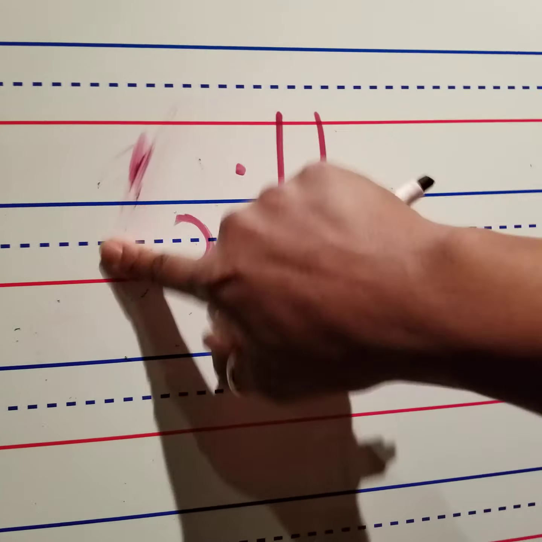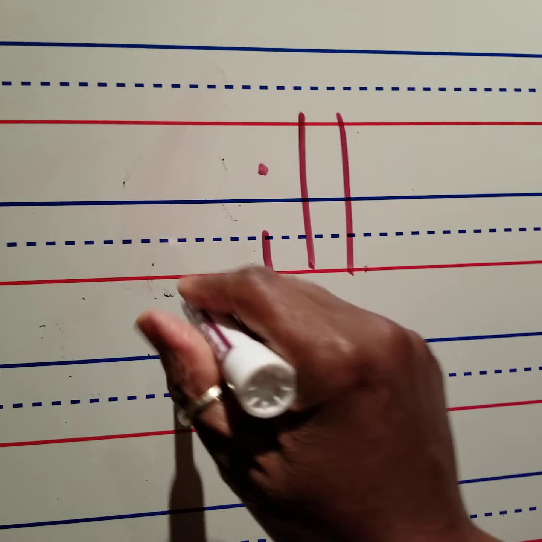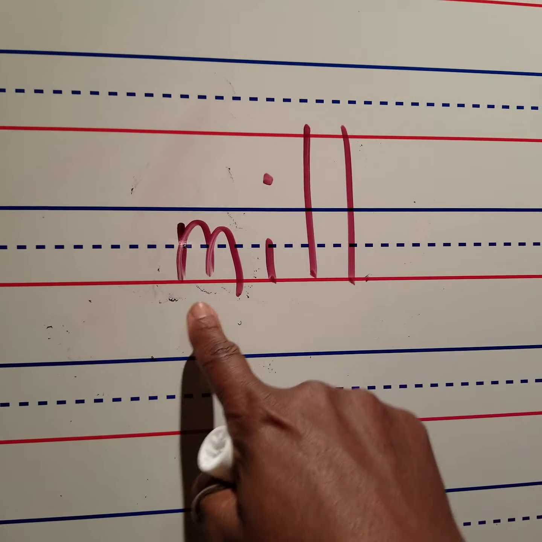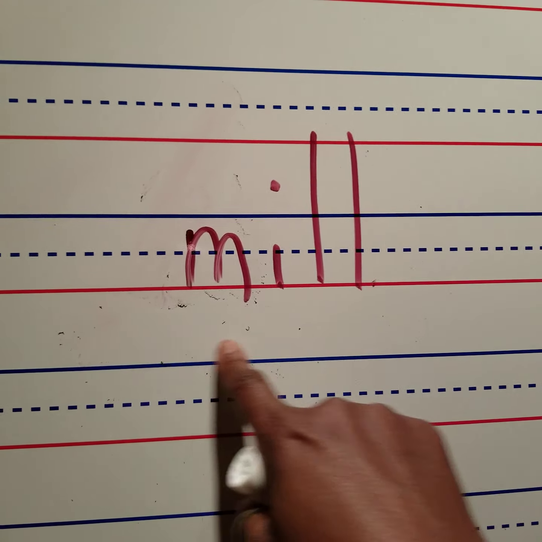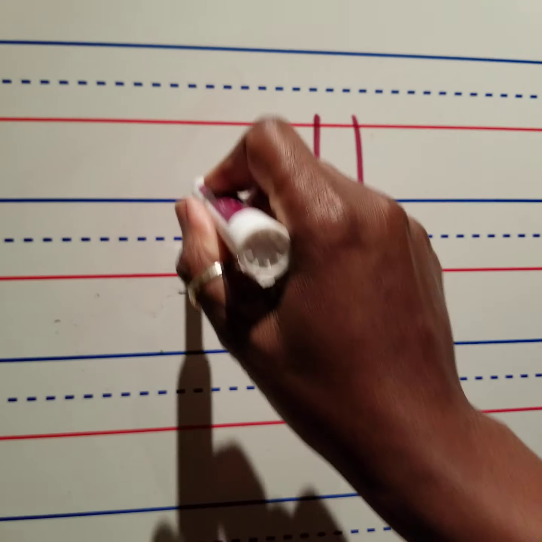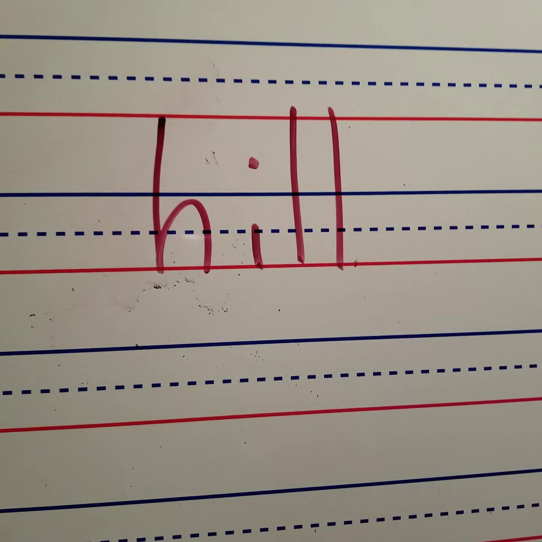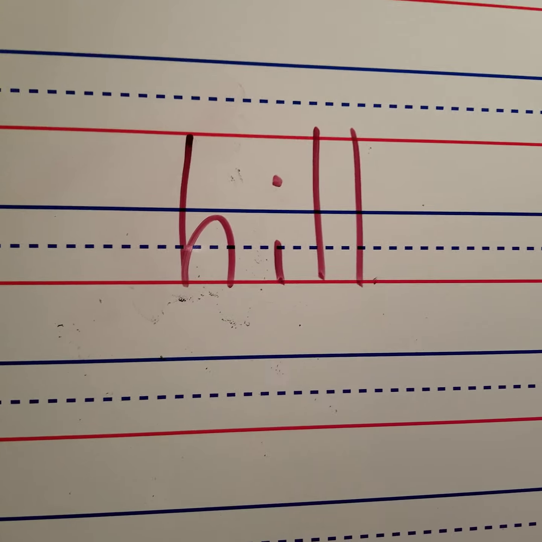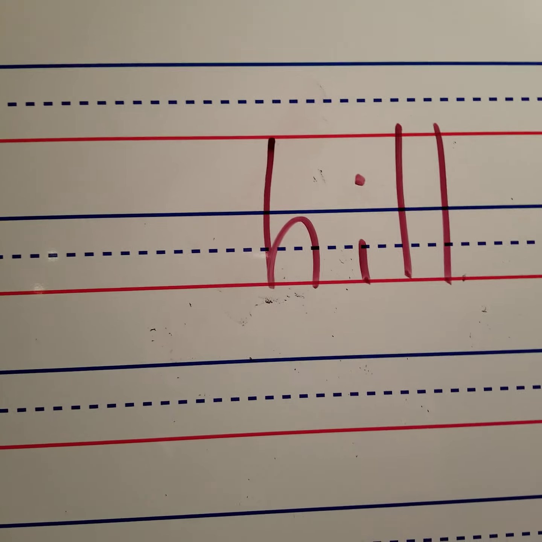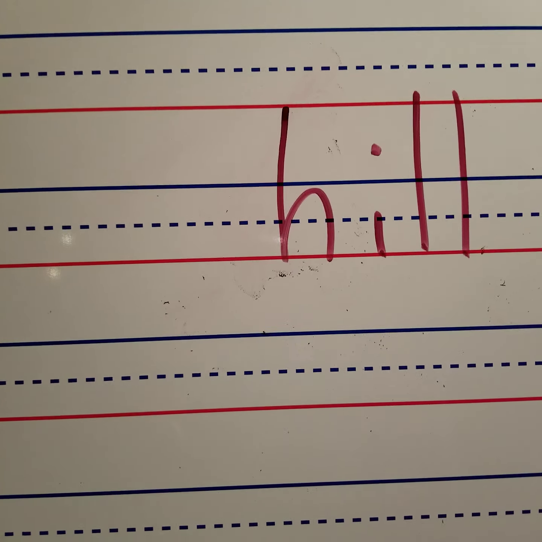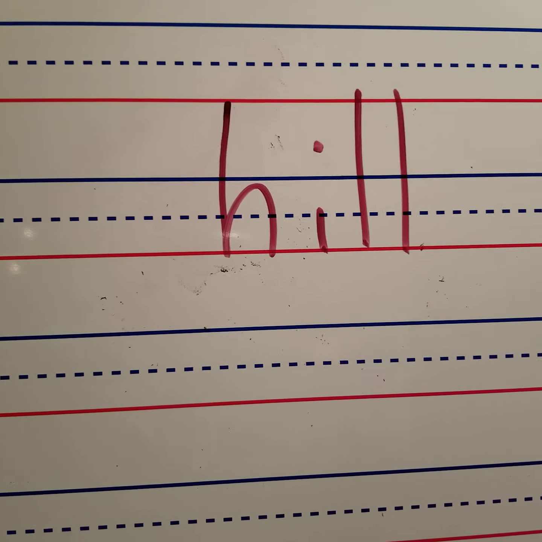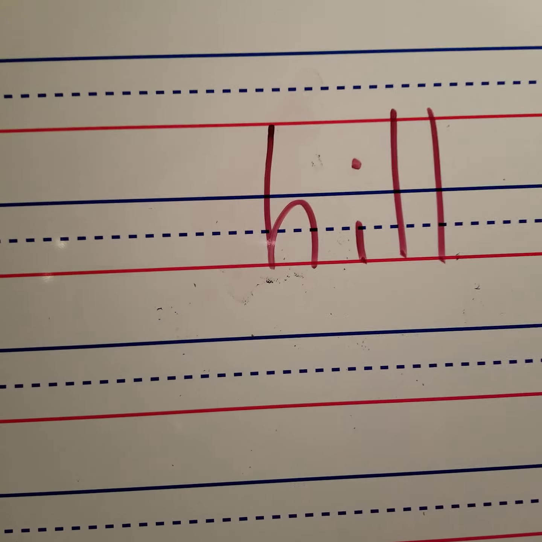If I change the B to an M, I have mill. And if I change the M to an H, I now have hill. All right, boys and girls, I think we're getting better and better with that. We could do some practice with that during our reading groups as well.